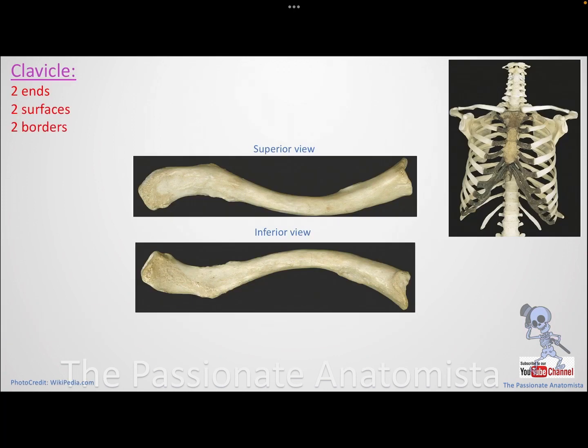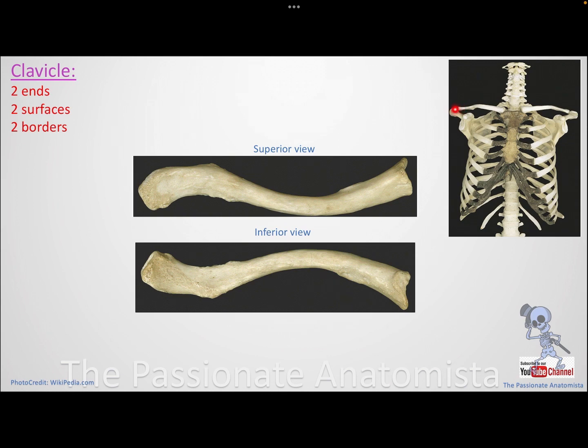So the first bone we have today is the clavicle, or what we call the collarbone. So basically this is your clavicle. The clavicle has two ends, one end here and one end there. And it has two surfaces and two borders. The first end we have is the sternal end, which is the part that faces your sternum. And then the other end is the acromial end.